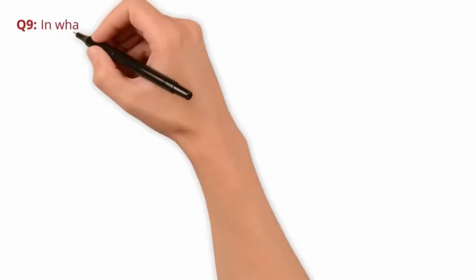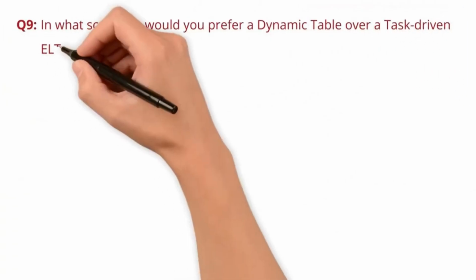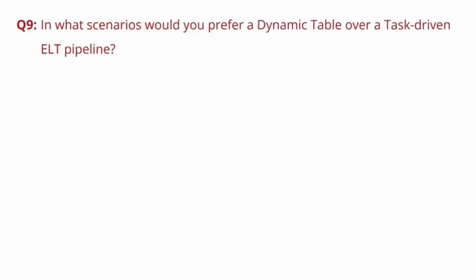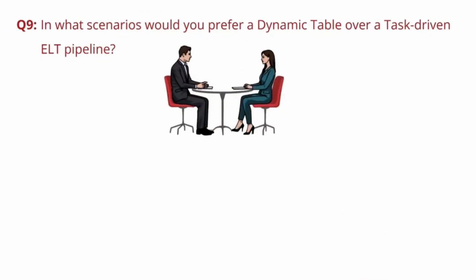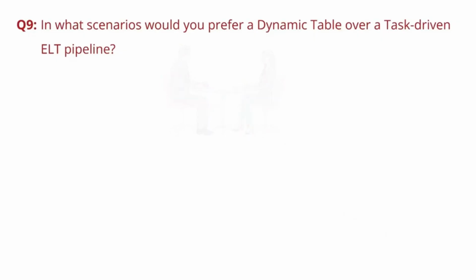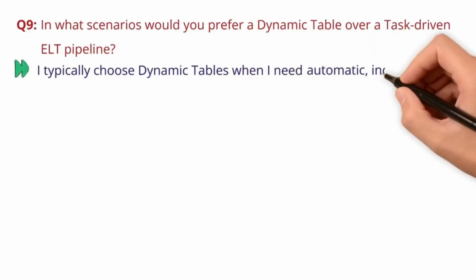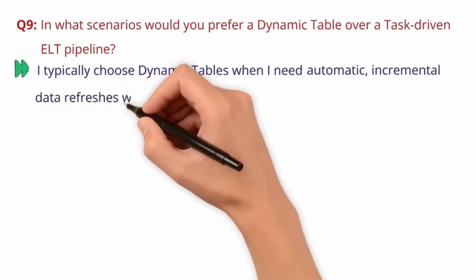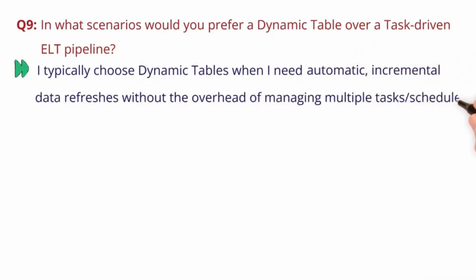Lastly, in what scenarios would you prefer a dynamic table over a task-driven ELT pipeline? So this question helps the interviewer to judge if you can compare approaches and pick the right solution for the use case. And here is my answer. I typically choose dynamic tables when I need automatic incremental data refreshes without the overhead of managing multiple tasks or schedules.